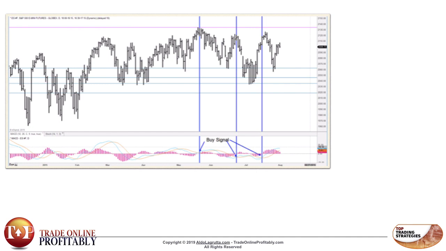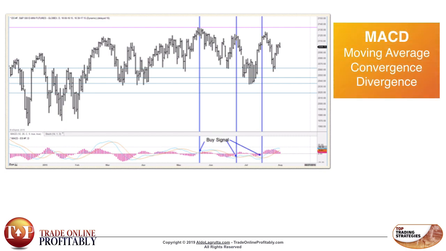This is a daily chart of the ES with a MACD study during a non-trending period. If you are not familiar with MACD, basically it stands for Moving Average Convergence Divergence. The primary method for interpreting buy signals with MACD is when the shorter-term period moving average, which in this case is the blue line, crosses above the longer-term period moving average, in this case the orange line.